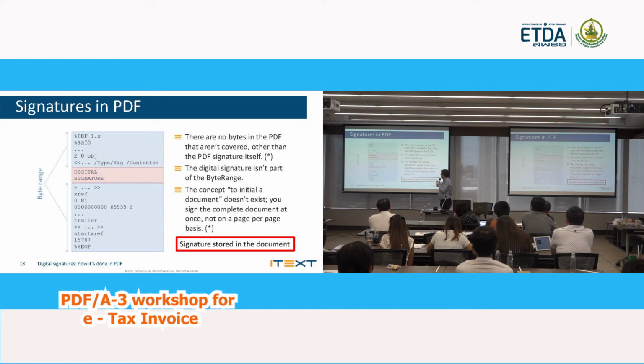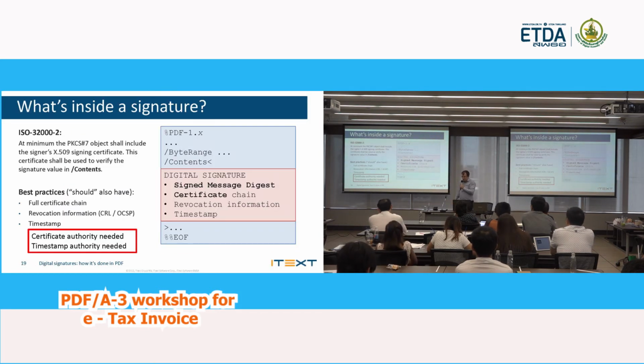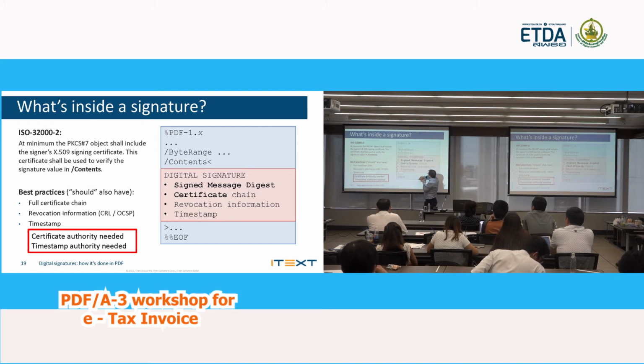I said that the signature is stored in the document, which can be an advantage, can be a disadvantage. Now, what's inside the PDF signature? ISO 32000 says the minimum requirements is that you have the signed message digest and the certificate that was used, the public certificate that can be used to decrypt this. But best practices, so in ISO language, shall is, you really need this, should is, you should have this, but if it isn't there, you're not out.